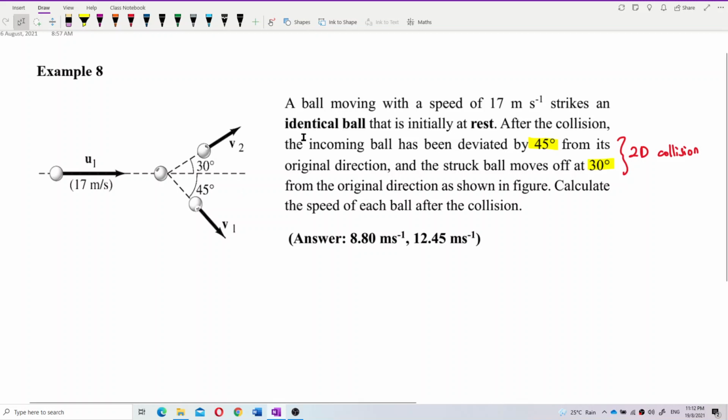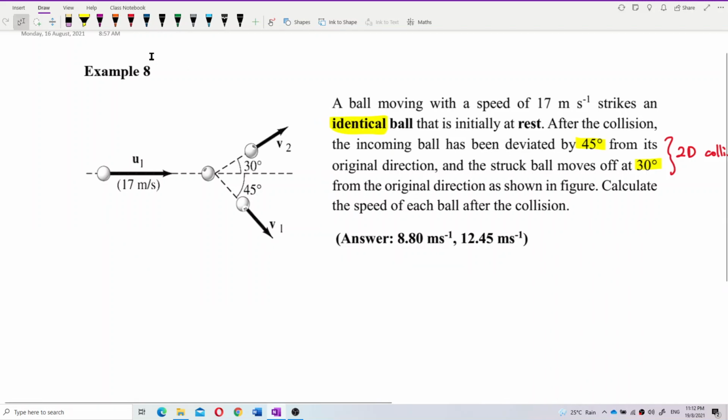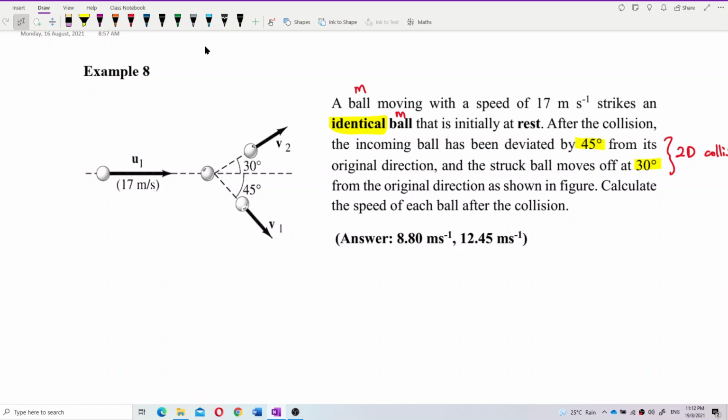Now, we have two balls here, and they are identical. These two balls are identical balls. So what can we say about identical balls? They have the same mass.